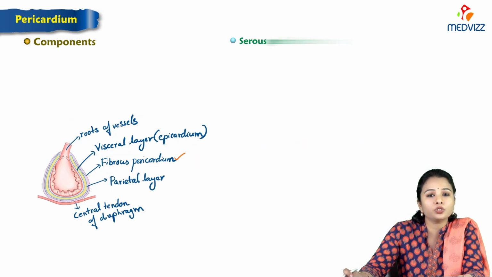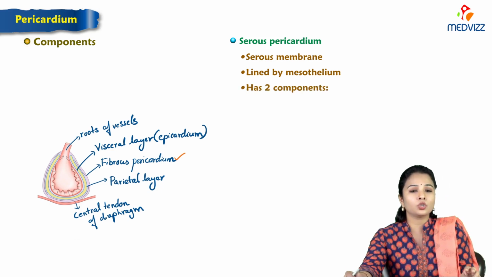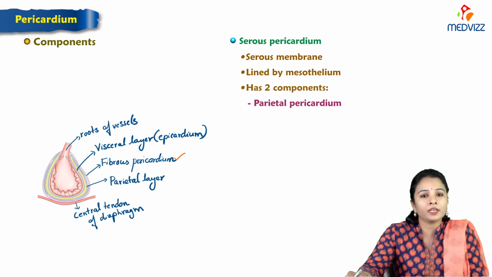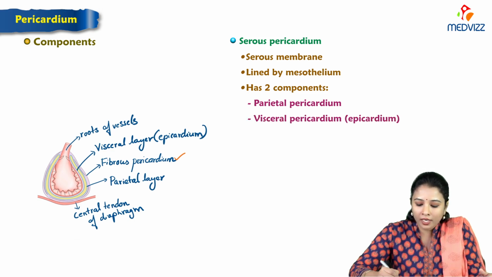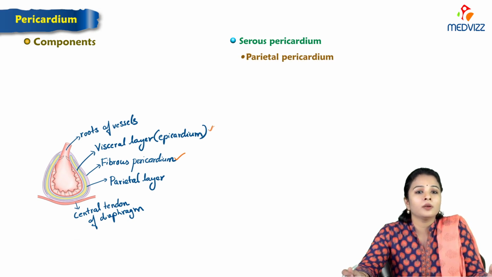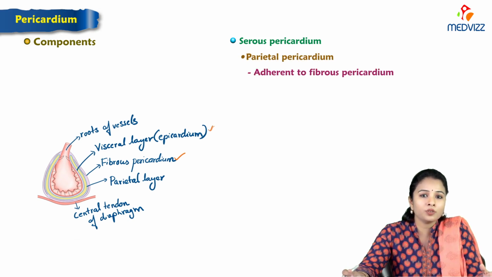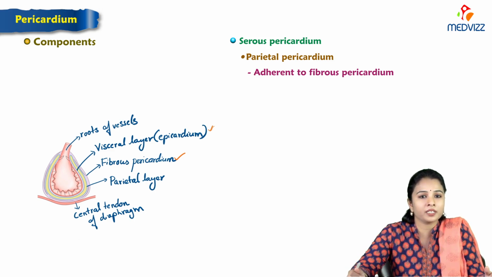So next we move on to the serous pericardium. It is a serous membrane lined by simple squamous epithelium, which is called mesothelium. The serous pericardium has two components, parietal pericardium and visceral pericardium. Visceral pericardium is otherwise called epicardium. Talking about the parietal one, it is adherent to the fibrous pericardium. We can see it is along the inner surface of the fibrous pericardium.